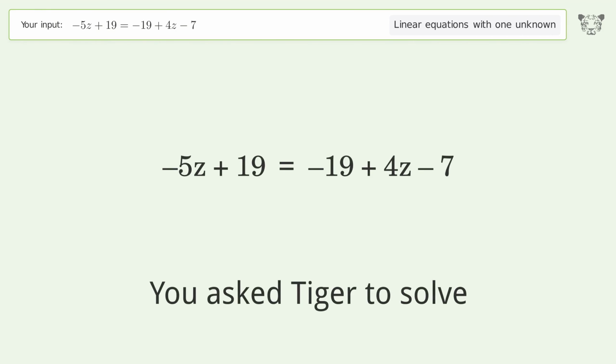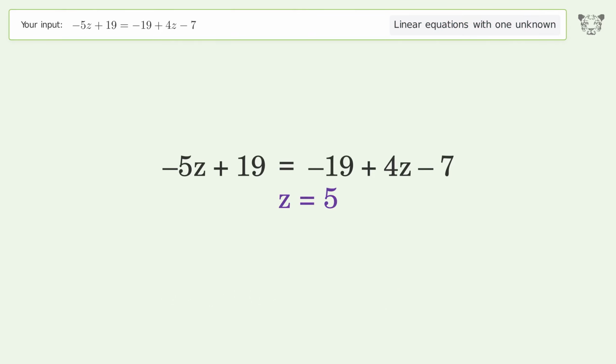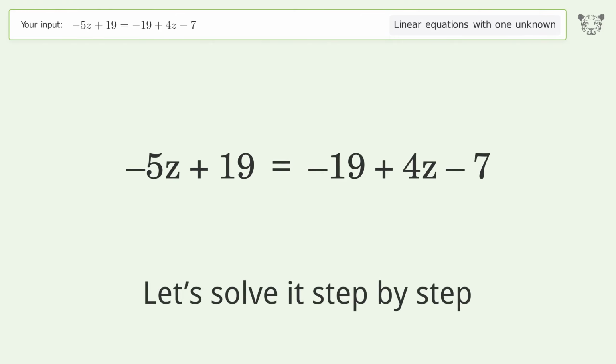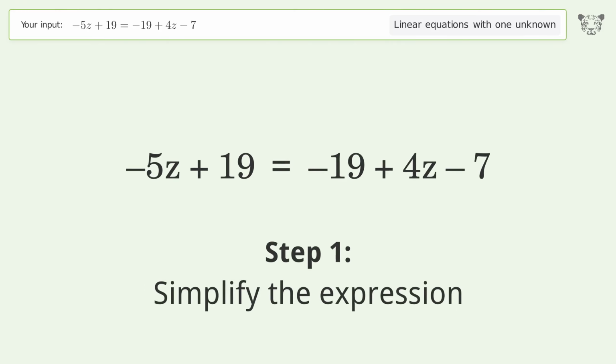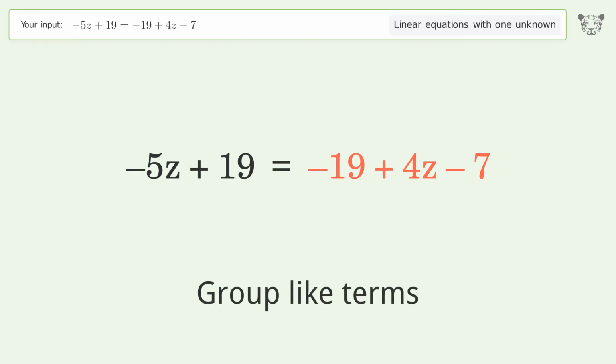You ask Tiger to solve. This deals with linear equations with one unknown. The final result is z equals 5. Let's solve it step by step. Simplify the expression. Group like terms.